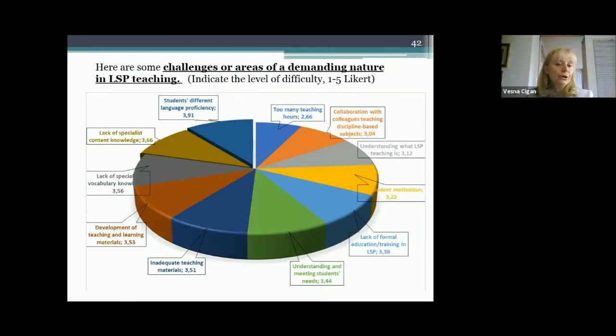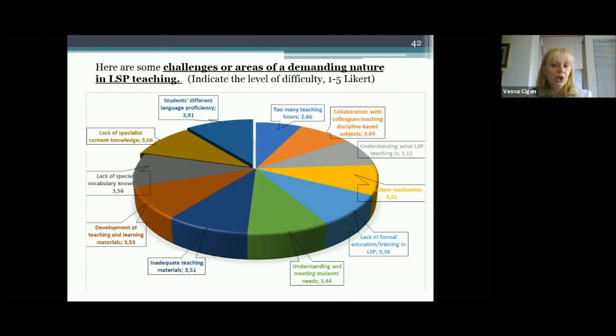As we all know, LSP teaching can be both demanding and rewarding. In this respect, teachers were asked to specify the level of difficulty they have experienced during teaching practices related to specific challenges or situations. The level of difficulty of each item was rated on a 5-point Likert scale, ranging from strongly disagree to strongly agree.